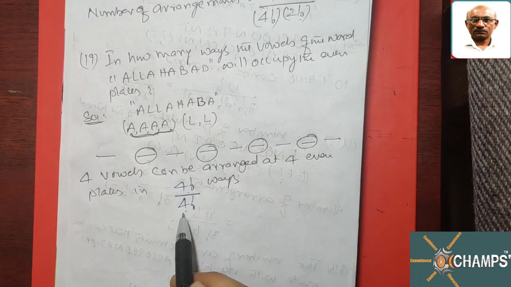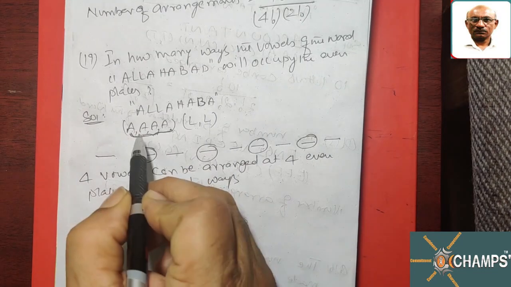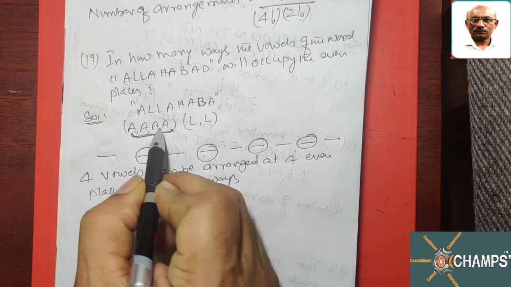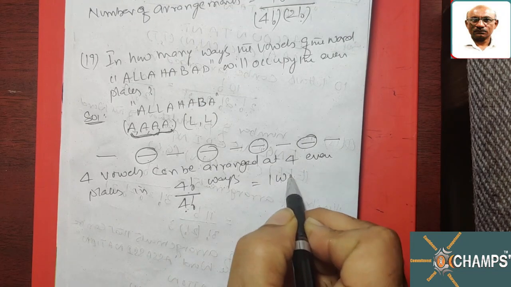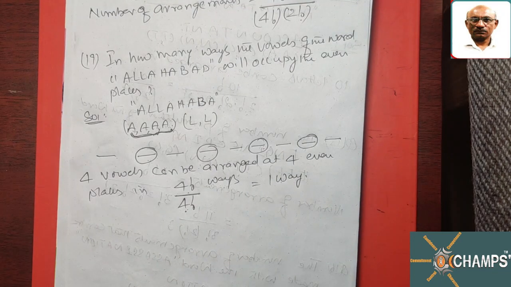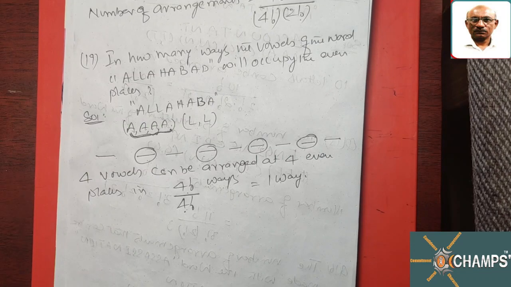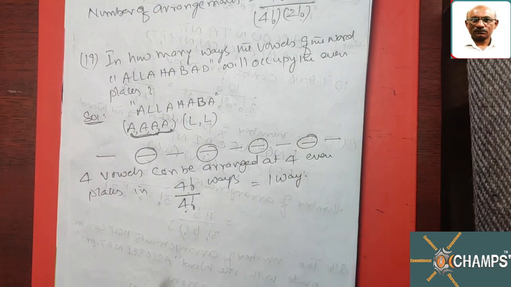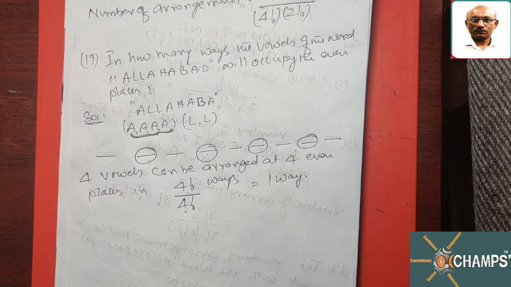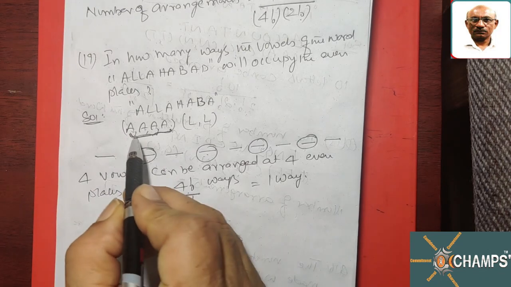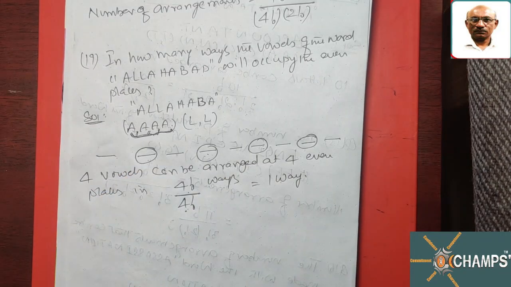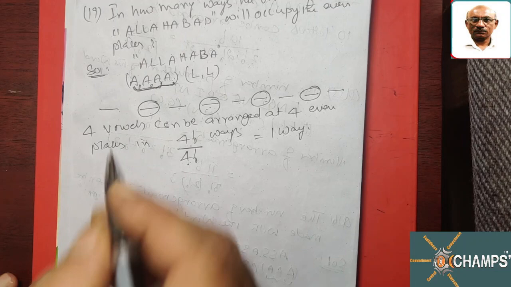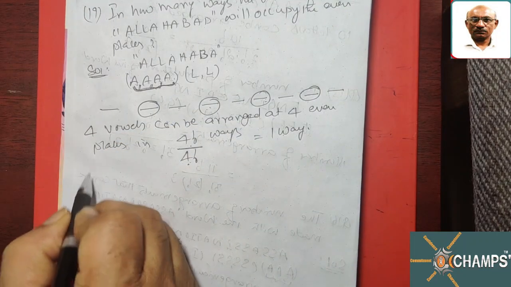here. What will I write in the denominator? I'll see, A is repeated how many times? It is repeated 4 times, so 4 factorial is written. This is one way. What does it mean actually? 4 vowels are arranged at 4 even places in one way. The reason is the 4 vowels are identical. In fact, there is only one letter which is repeated 4 times. So 4 factorial. So the even places arrangement is over.